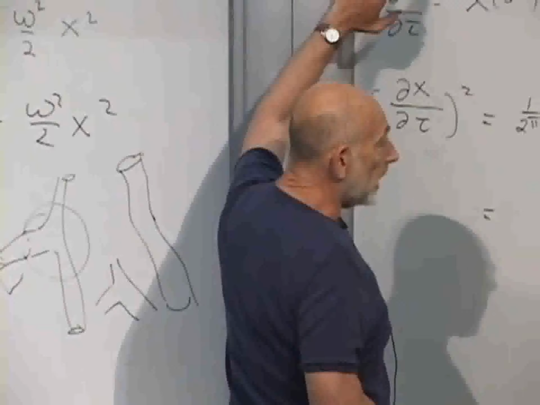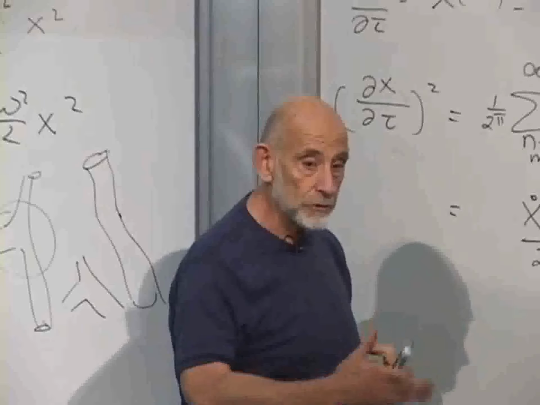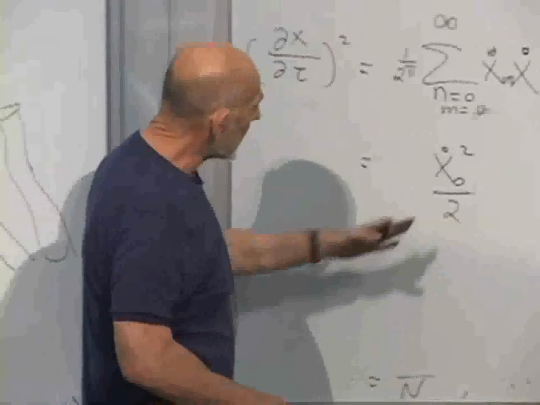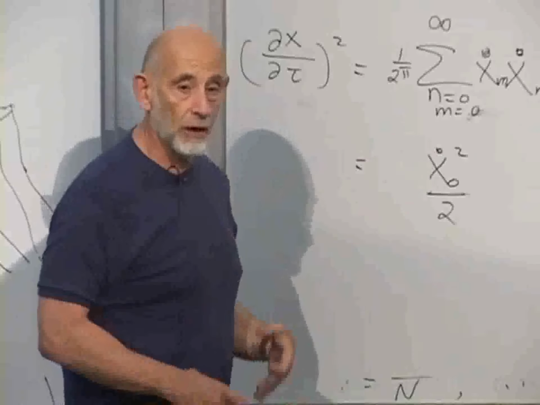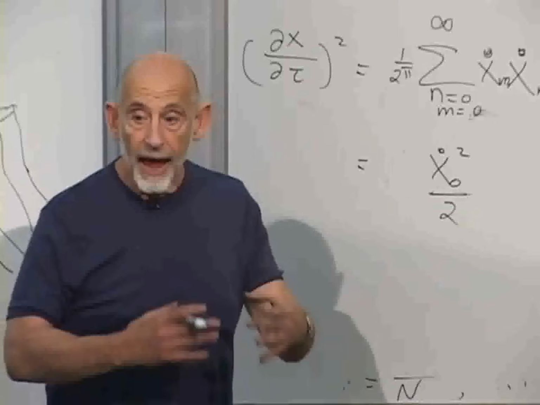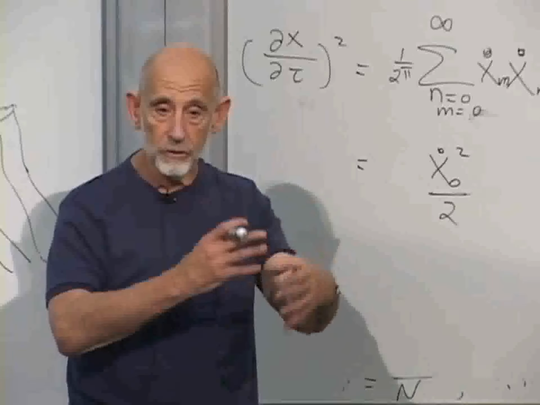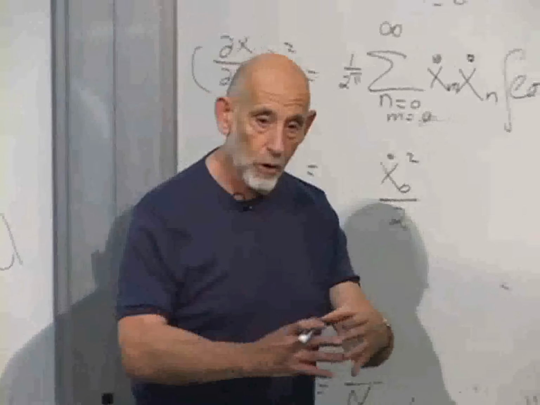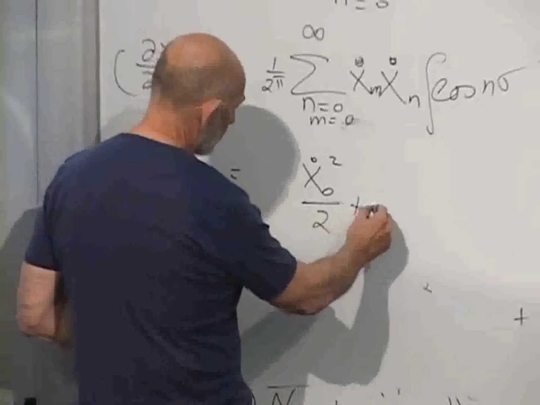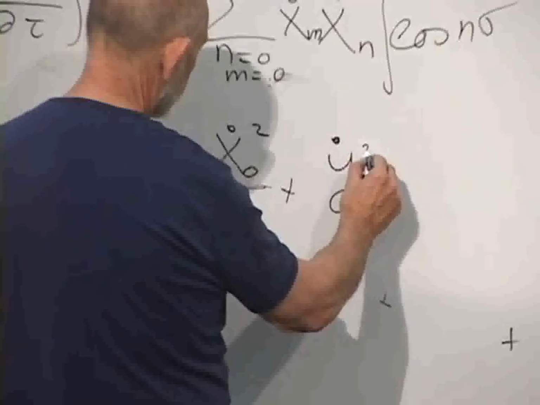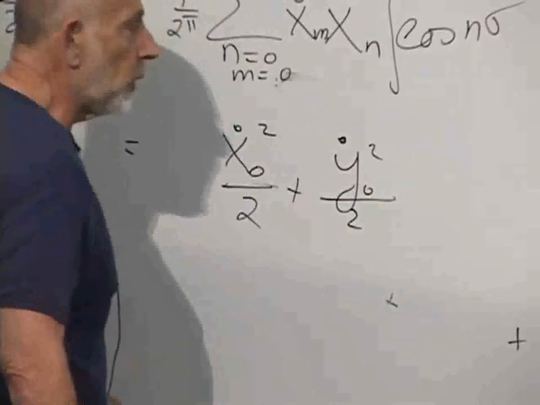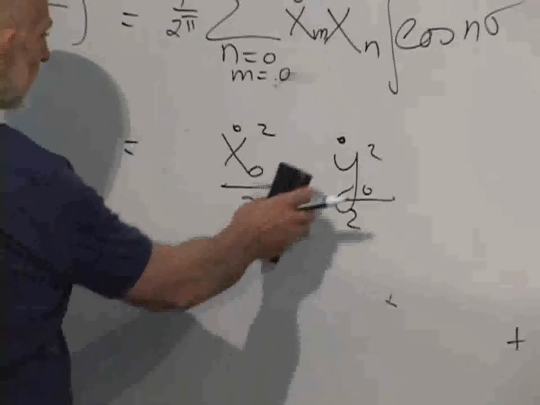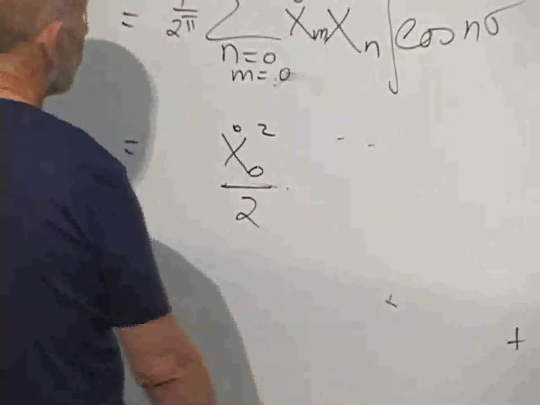The string, in addition to everything else, in addition to all of its wiggles, it has a center of mass motion. It has a center of mass, which is its average position. This is just the kinetic energy of the center of mass. Everything else is associated with the internal vibrations and the internal motions. This is the piece that has to do with the overall motion of the string. So x0 and y0 are nothing but the center of mass. Okay, let's suppress y and just work with x for a minute. Now what about the other terms?